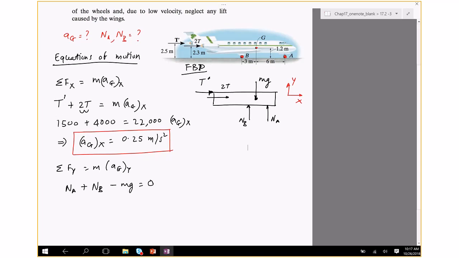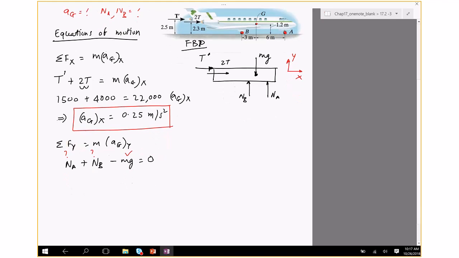Okay, so in that equation, NA is unknown, NB is unknown. And mg is known because we know the mass, we know gravity. So we cannot solve for NA and NB at this point because there are two unknowns and we just have one equation. So we'll have to write the third equation, which is the sum of moments about G equals I_G alpha. And in this case, we know that alpha is 0. So the net moment about G is equal to 0.